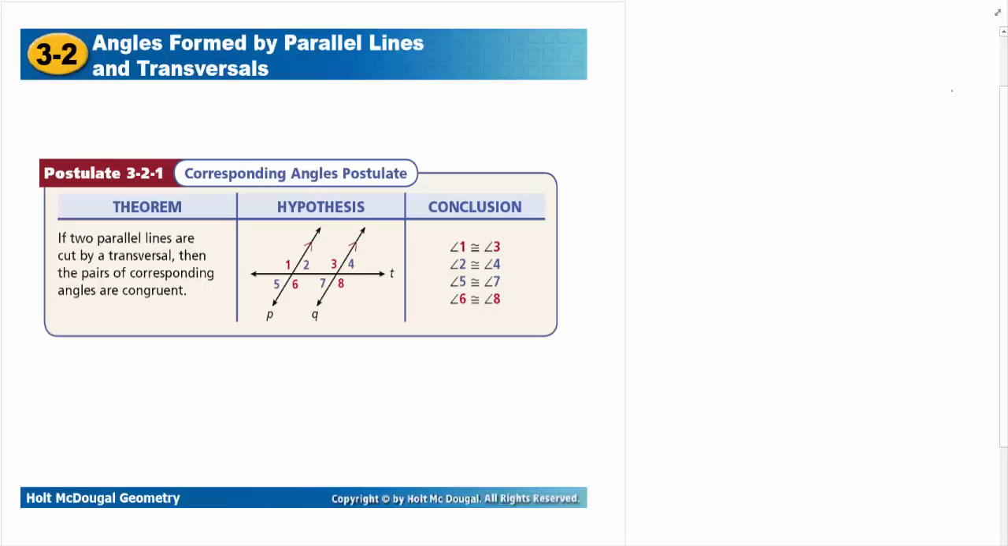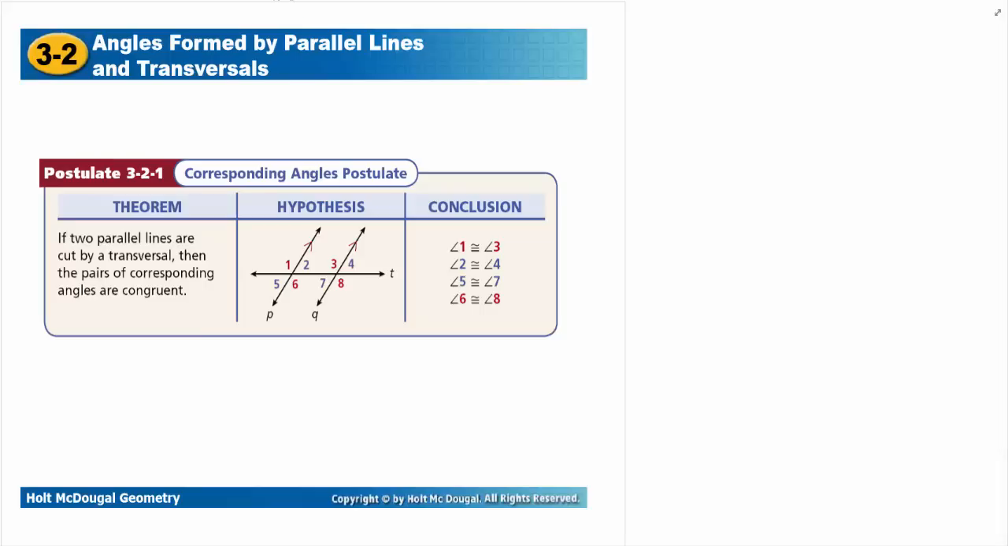So before we get into the theorems, there's a postulate. You are going to need to know the difference between which one is the postulate and which ones are the theorems. So the first one, and these are going to be used quite a bit in chapter 3, so you definitely want to know these theorems. They are foundational theorems. So the first one is going to be your corresponding angles postulate.